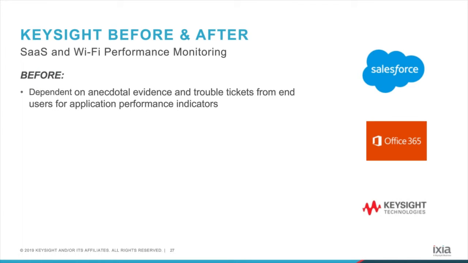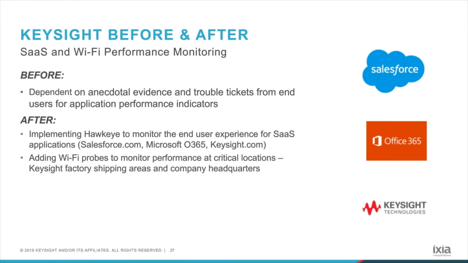Again, the distributed capability of Hawkeye will enable Keysight IT to monitor through synthetic transactions the end user experience for key SaaS applications like Salesforce, Microsoft's O365, and even our own Keysight.com website. The challenge we face with our current monitoring toolset is that they are largely centralized and can only measure user experience to that central location. We're currently configuring Hawkeye to perform synthetic transactions for Salesforce and O365, which includes both SharePoint and email, and eventually our Keysight.com web presence, using those 25 distributed probes that we've already deployed.